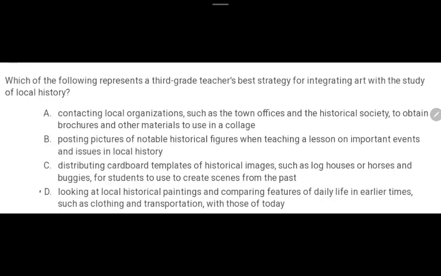Which of the following represents a third grade teacher's best strategy for integrating art with the study of local history? Looking at a local historical painting and comparing features of daily life in early times, such as clothing and transportation, with those of today. Option D is the correct answer. This question is also very important. This kind of question they give in every D.El.Ed entrance exam.